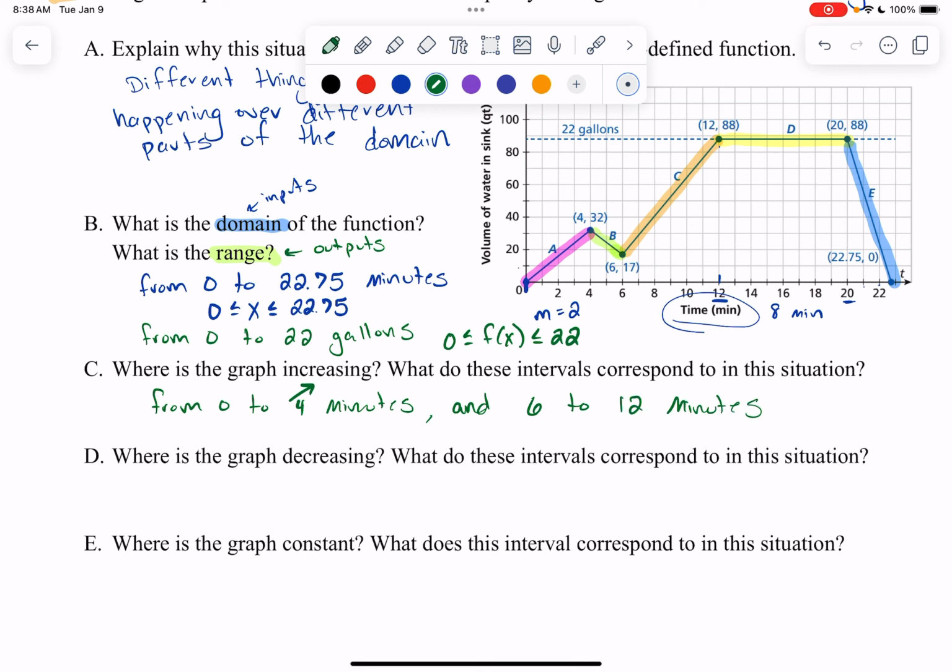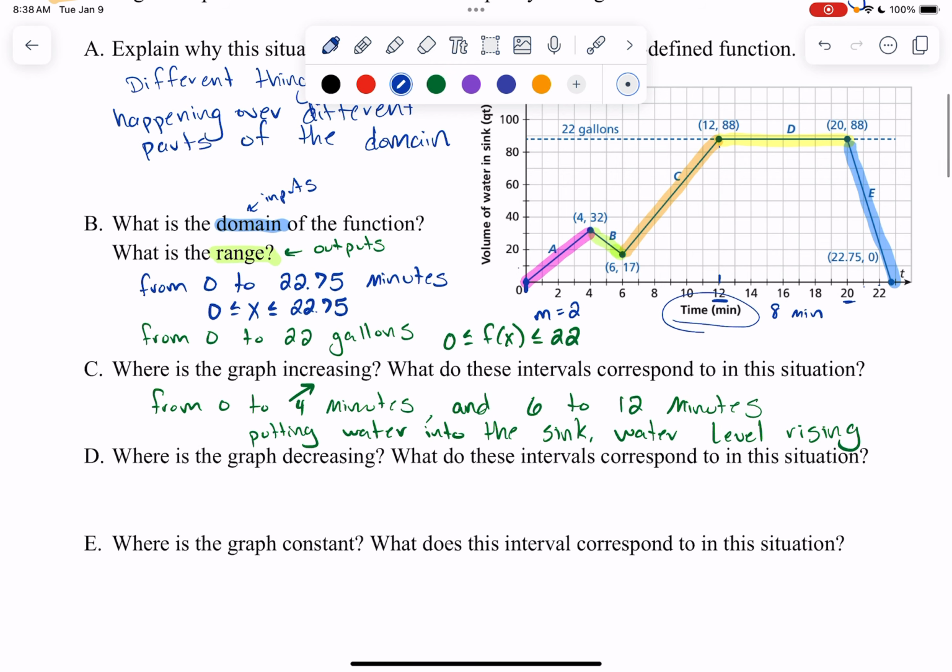What do these intervals correspond to in this situation? Well, when the water level is increasing, that would be the water level going up, or putting water into the sink, or the water level rising. Okay, so there we're putting water in the sink and the water level there is going up.